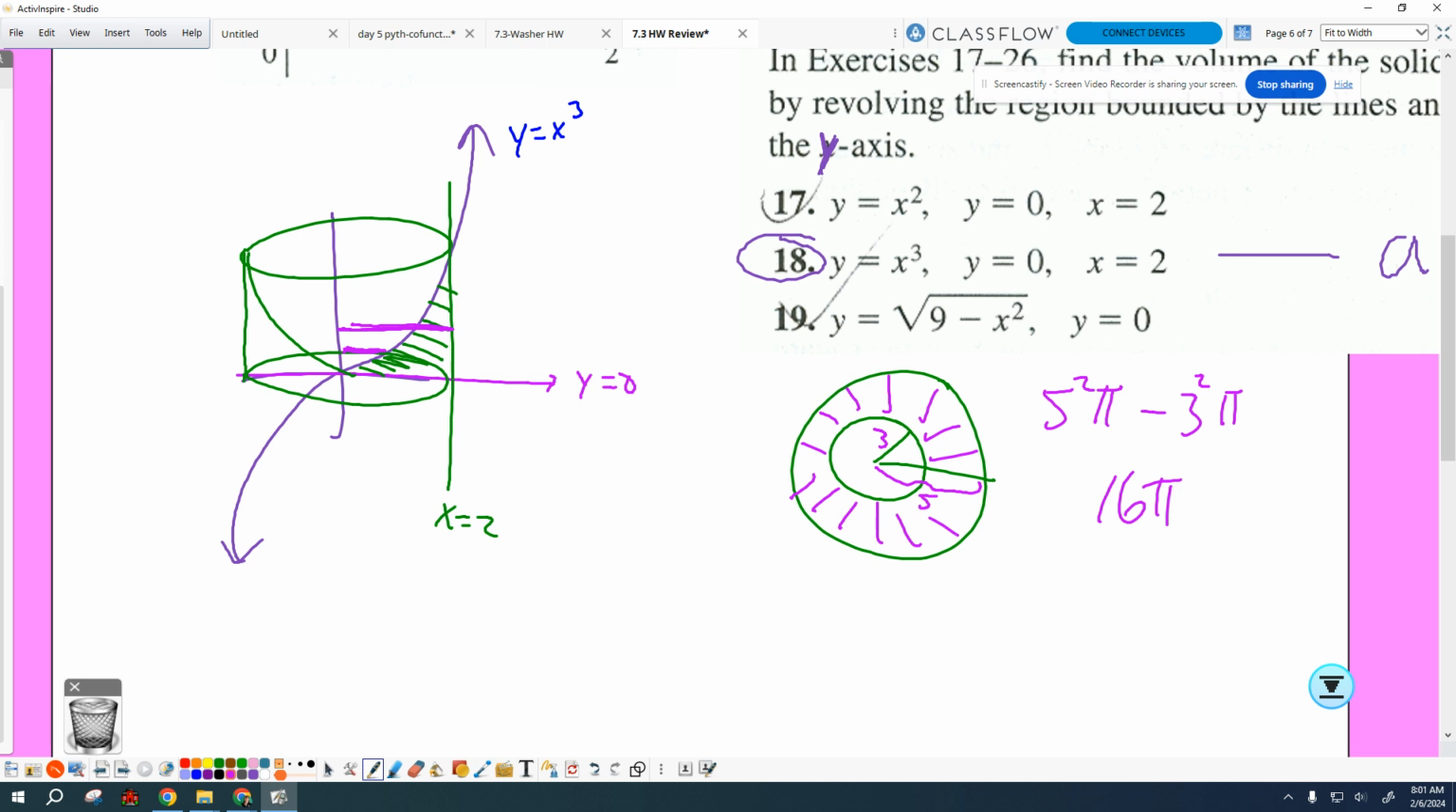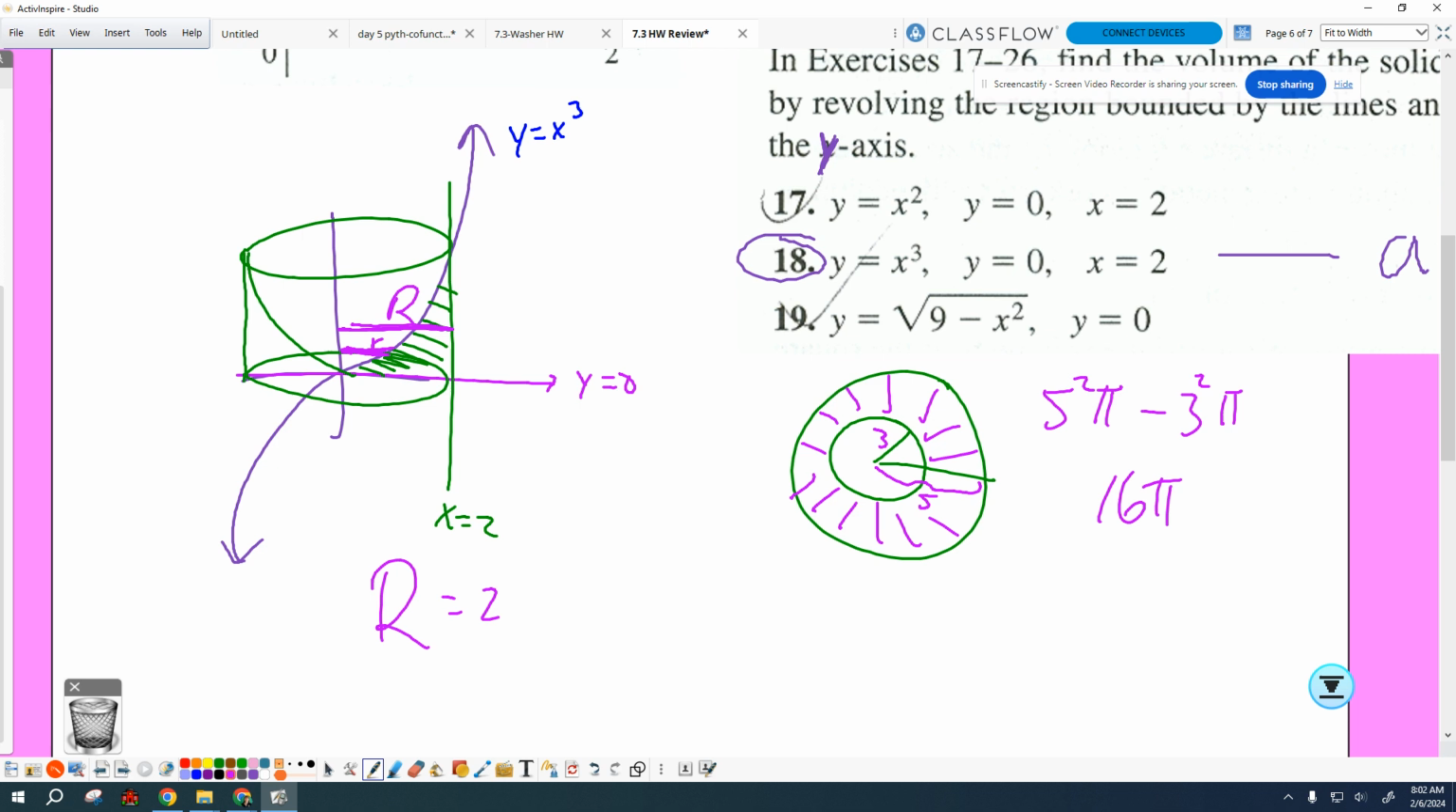Biggest radius? What's the big radius? 2 doesn't change. It's not a function of x or y. So the big radius is 2. So the area of the outside thing is going to be 4 pi. Sophie, what's the equation of the little radius? I need to find the distance from this curve to the y-axis.